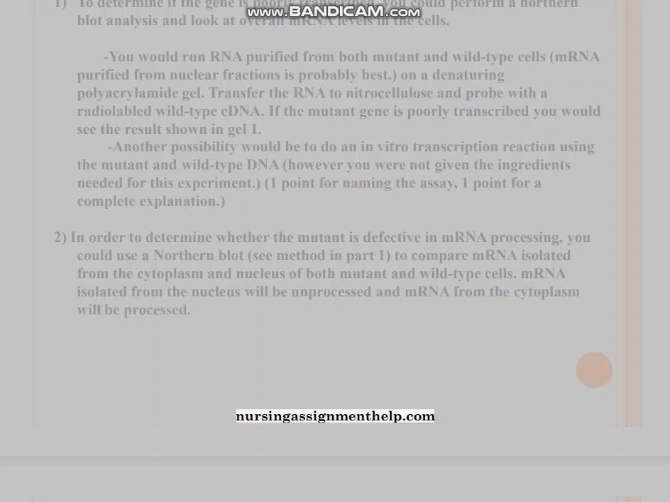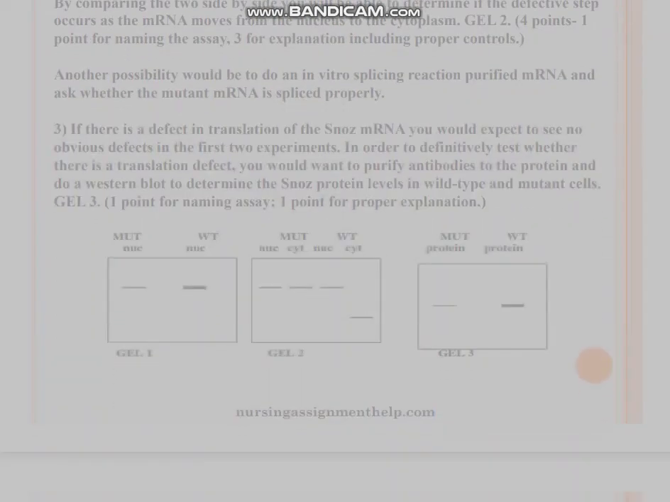By comparing the two side by side, you will be able to determine if the defective step occurs as the mRNA moves from the nucleus to the cytoplasm. Gel 2. 4 points, 1 point for naming the assay, 3 for explanation including proper controls. Another possibility would be to do an in vitro splicing reaction with purified mRNA and ask whether the mutant mRNA is spliced properly.